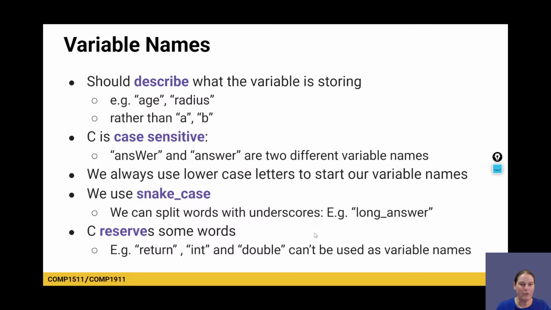The other caution when you're creating variable names is that there are words that are part of the C language. So you don't want to use those words as your variable names. You don't want to use int and double or return as your variable names. It's not going to compile. So that's just a word of warning.